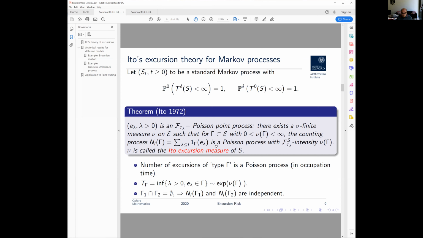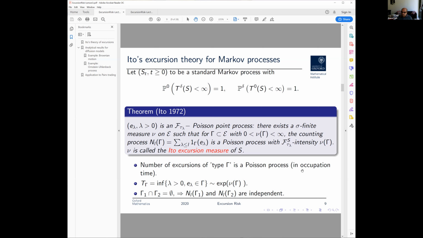But we need to describe first this Ito excursion measure nu, because the intensity is always nu of gamma, so I need to describe what this nu is. Our problem is that this is an infinite dimensional measure. And in fact, as you see, I do not say that it's a finite measure. In principle, it can be infinite. So there are some issues here.